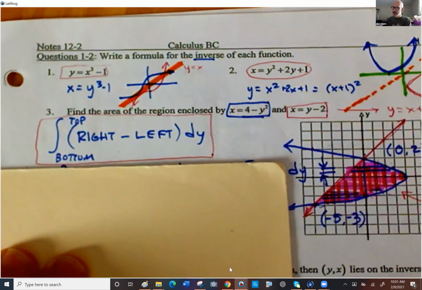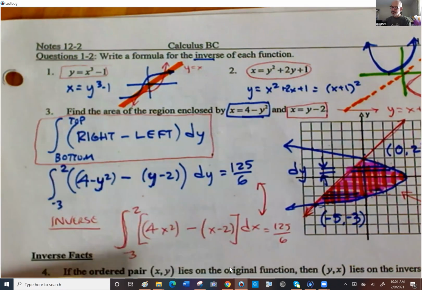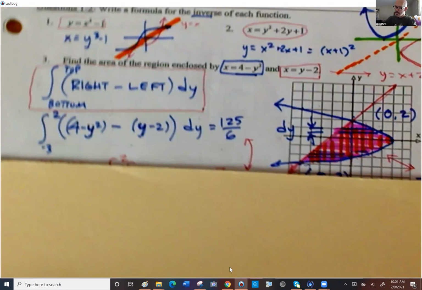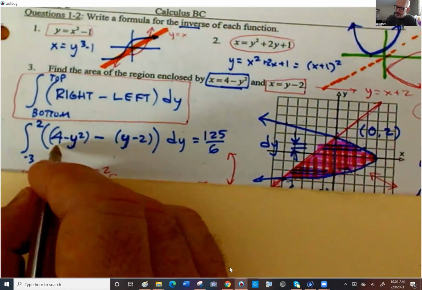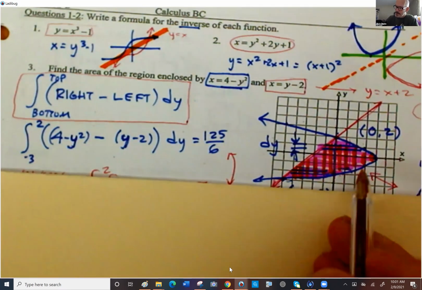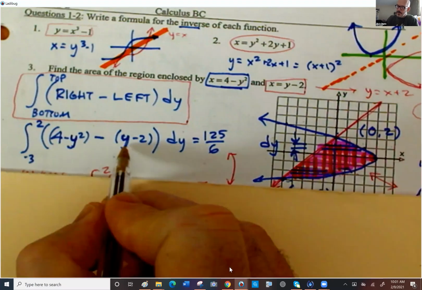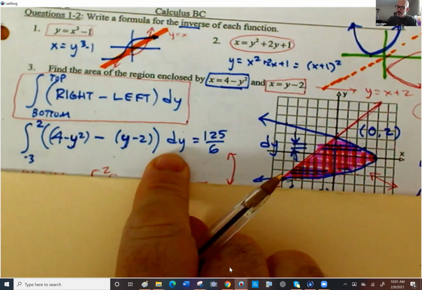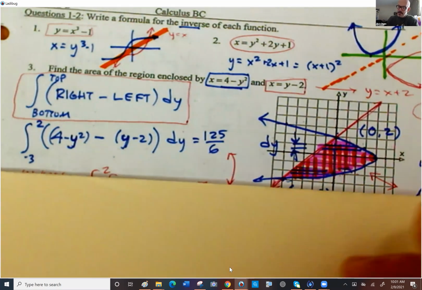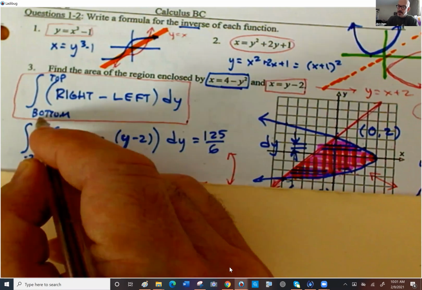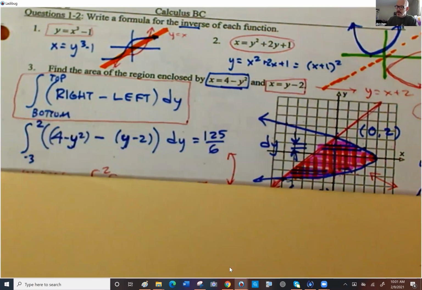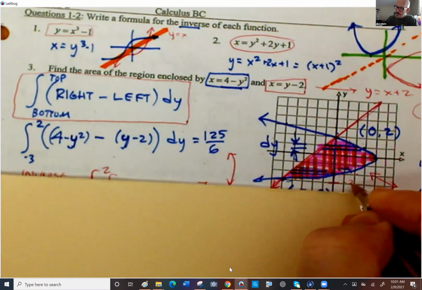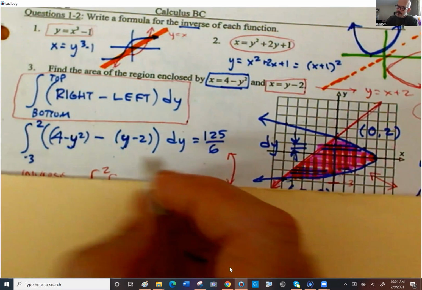Okay. So in this case, that's going to give us the right function, which is the parabola. This one is the right function minus the left function, which is the linear function, the y minus 2, with respect to y. Also, we need to take these limits, and these limits need to be y values, not x values. So we're going from y equals -3 to y equals 2.